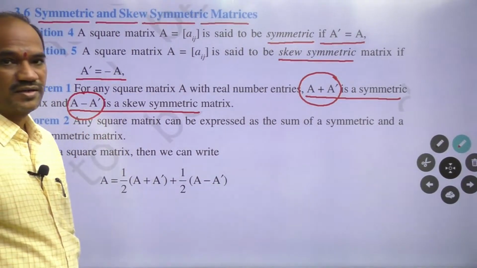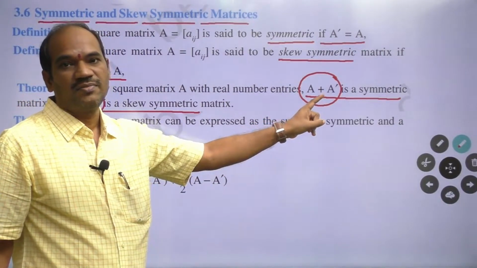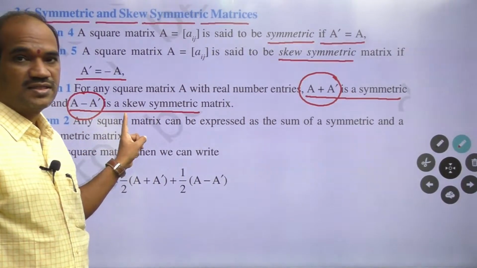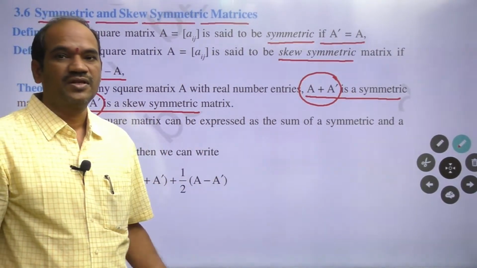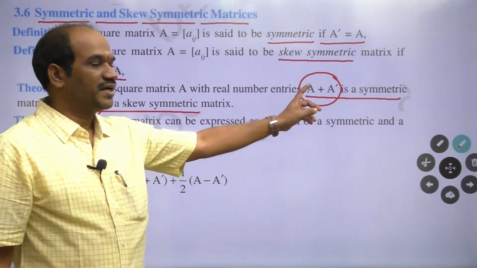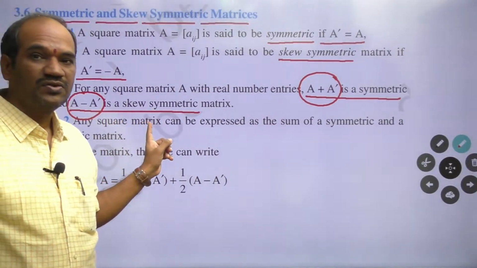First property, A plus A dash is a symmetric matrix. Next property, A minus A dash is a skew symmetric matrix. Objective sums are important. So A plus A dash is a symmetric matrix, and A minus A dash is a skew symmetric matrix.